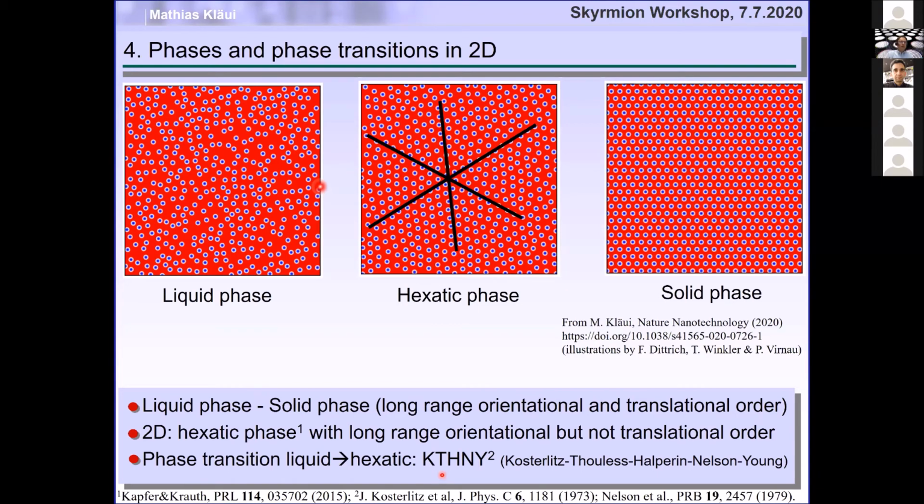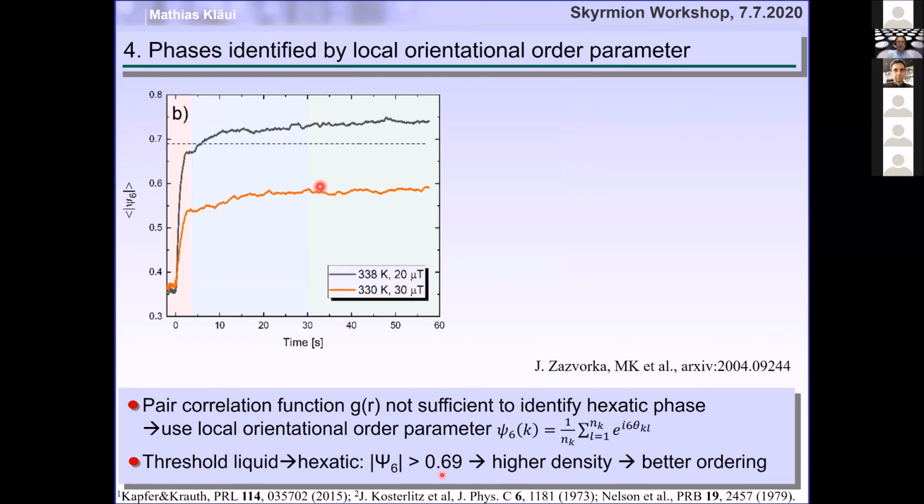So now we would like to probe this, and in order to do that, we study as a function of time not the pair correlation function g(r), which is not sufficient to identify the phases, but the local orientational order parameter, which is a measure of how well the system is locally oriented. You can see that as a function of time, this goes up over the time frame of seconds. And actually for the absolute value of ψ6 larger than 0.7, we get this hexatic phase, as you can see here.